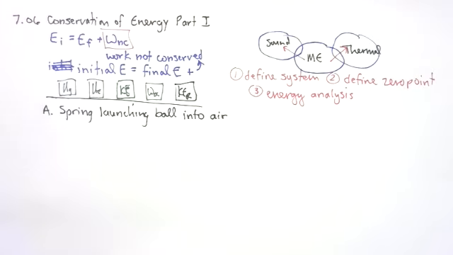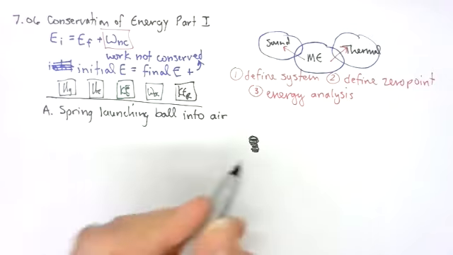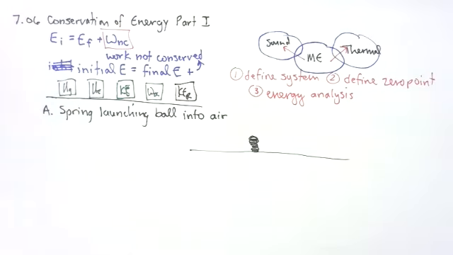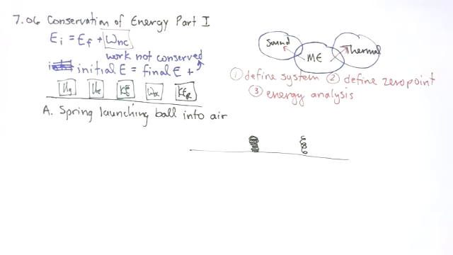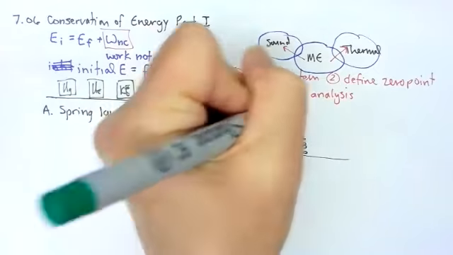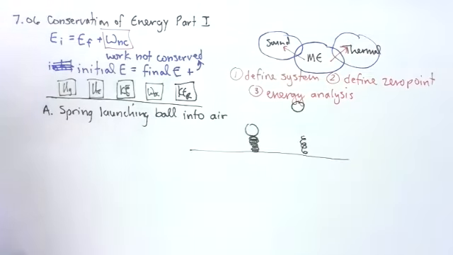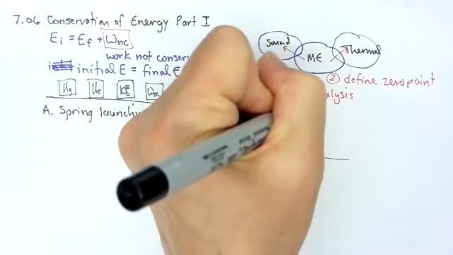All right, so I'm going to do a spring. It's going to be compressed. Here's my ground. And then on the second scenario, the spring's been released and the ball is in the air. And we want to analyze the energy. We want to use conservation of energy to analyze from here to here.